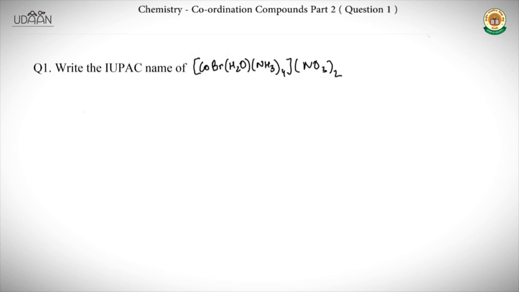Hello everyone, today we'll be discussing some important problems from the chapter coordination compounds. These problems would mainly cover concepts related to nomenclature, isomerism and magnetic properties of coordination compounds. So let's start with the first question.